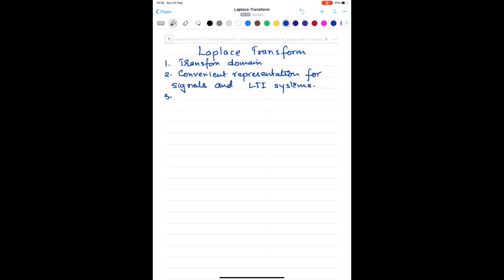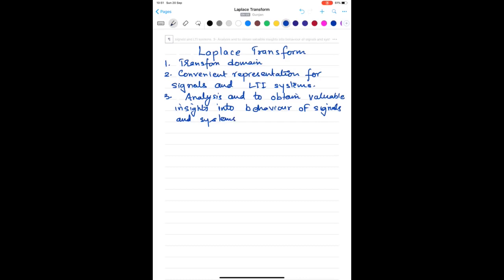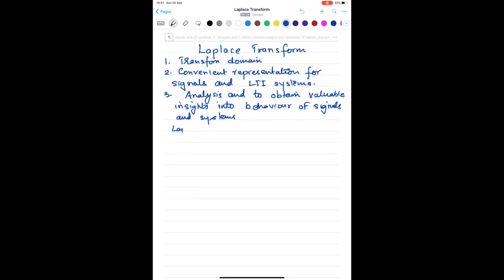Third, we can use it for analysis and to obtain valuable insights into behavior of signals and systems, and it is usually denoted by LT.